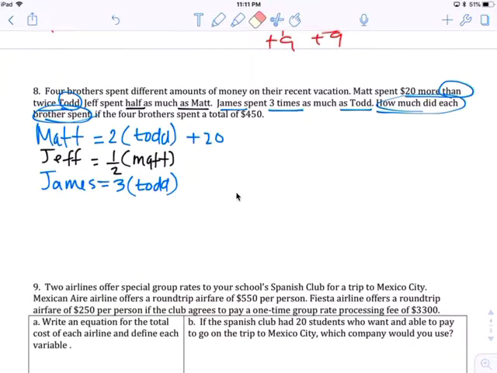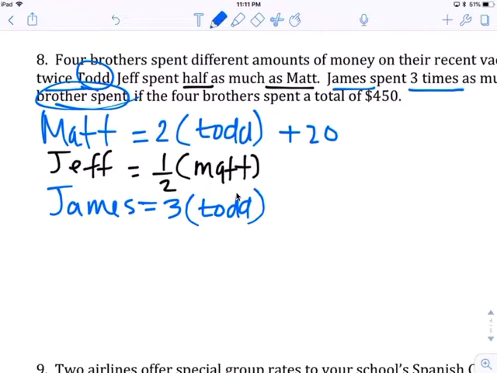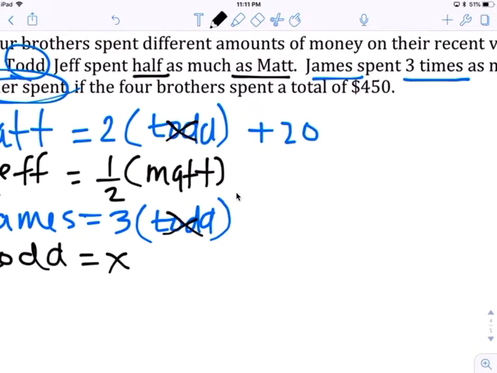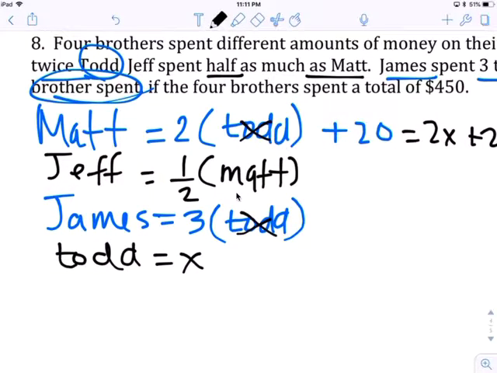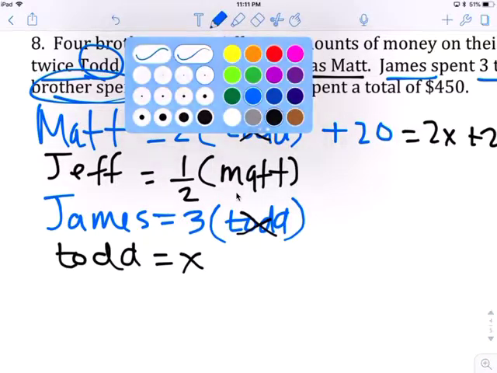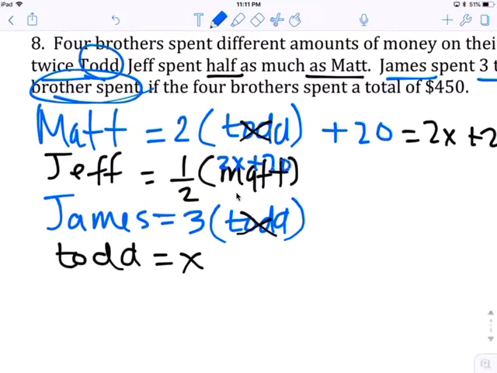Here, the person we don't have is Todd. So Todd gets X. Go back, put X where Todd is. So Matt is 2X plus 20. Jeff then is, if Matt was 2X plus 20, then Jeff is half of that, which is X plus 10, right? And then James is just 3X.